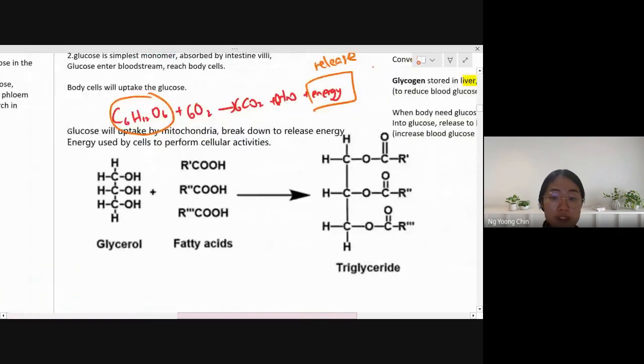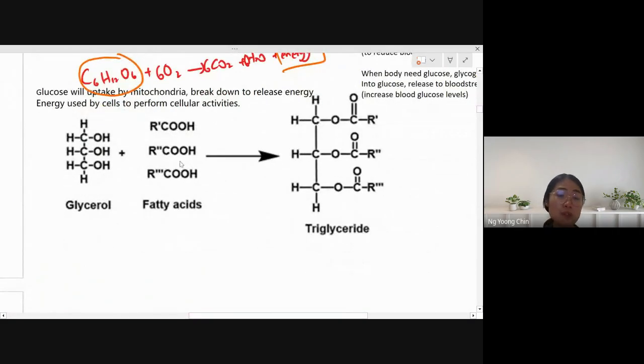So for example, fat, you should be able to recognize the structure. See, one glycerol plus three fatty acids. The fatty acids have R with the COOH, because fatty acids do contain the carboxylic group. So this COOH we call a carboxylic group. Actually, for your information, fatty acid is acidic. It has an acidic pH because it contains this COOH group, which is carboxylic.